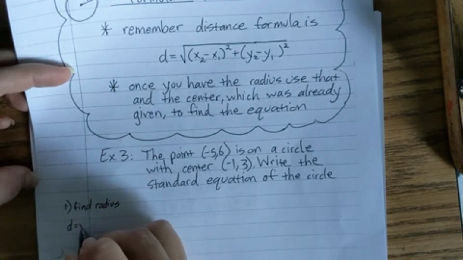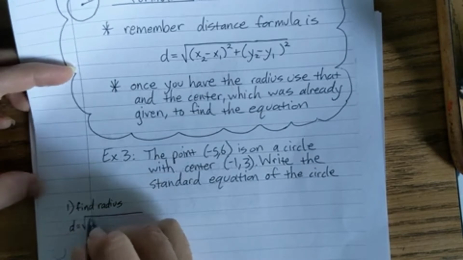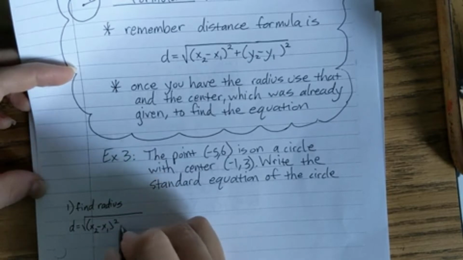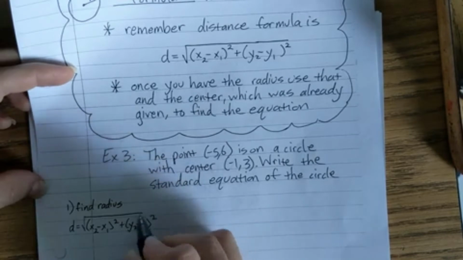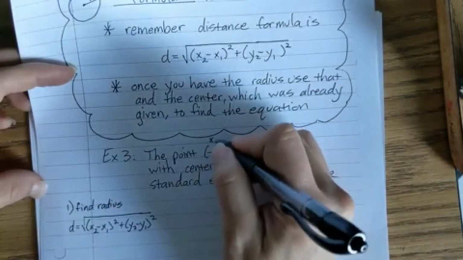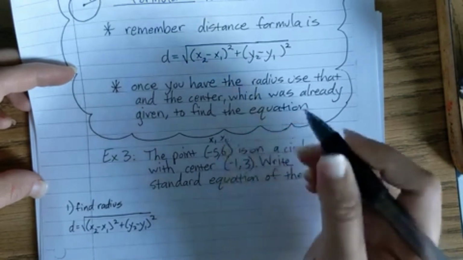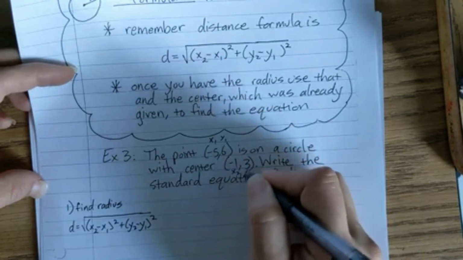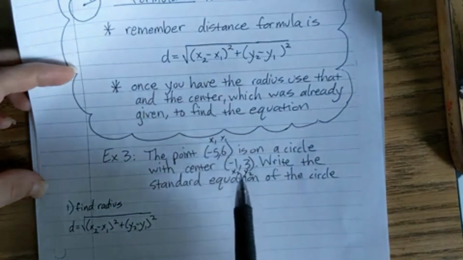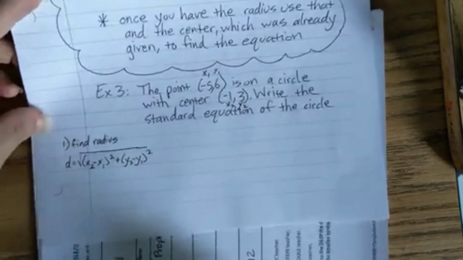We're going to put here square root of, and I'm going to just go ahead and put the formula x2 minus x1 squared plus y2 minus y1 squared. I'm just going to go ahead and label these as well. So this is going to be my x1, my y1. It's going to be my x2, my y2. Okay, so I'm going to use those labels when I'm plugging this in.